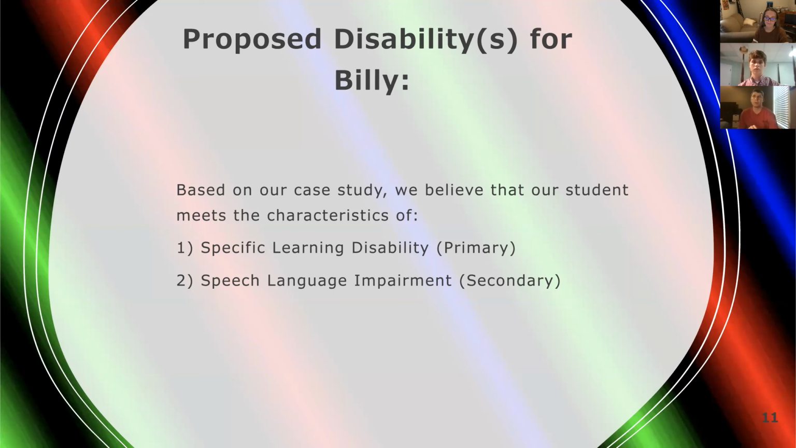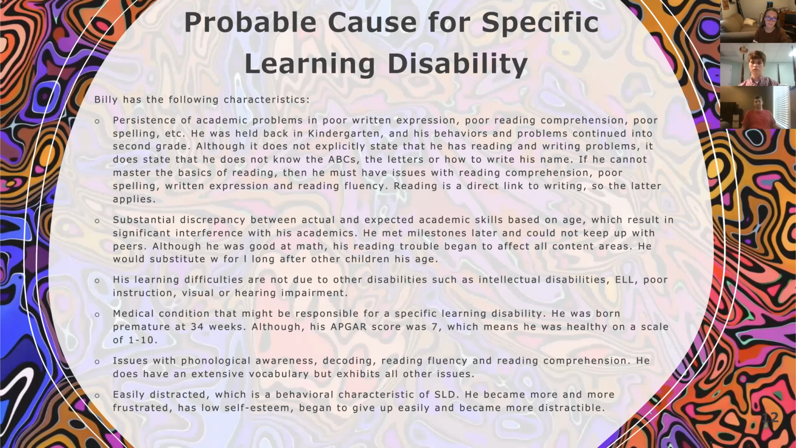And we believe that Billy, who was our student in our case study, his primary disability was specific learning disability, and his secondary disability was speech language impairment. We believe Billy's primary disability is specific learning disability because of the following characteristics. He consistently showed problems in poor written expression, poor reading comprehension, and poor spelling.